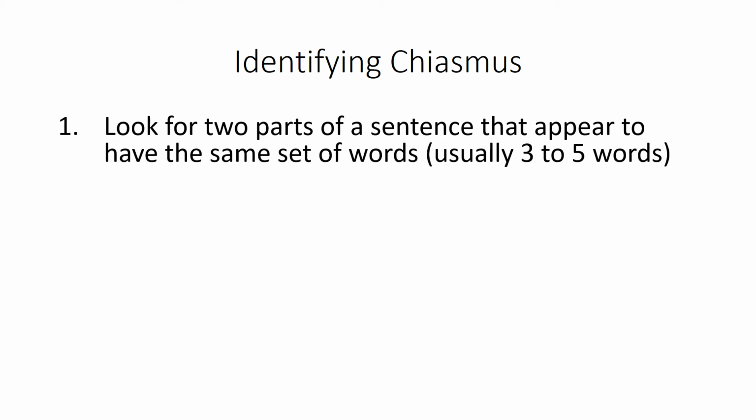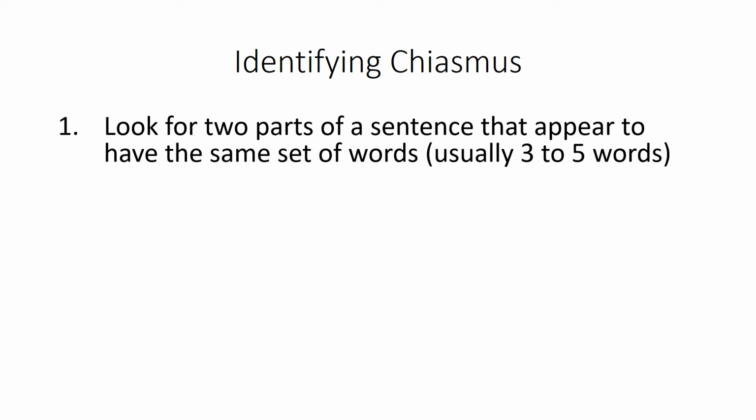Now, how do we identify chiasmus? Well, it's a step-by-step process. So to recap what we just did in the last several examples, the first step, we have to look for two parts of a sentence that appear to have the same set of words. Not in the same order, but the same set of words. It's usually 3 to 5 words. Of course, it can be way more than that. But as a start, since this is a new skill for you, think 3 to 5 words. That's what you're trying to look for.